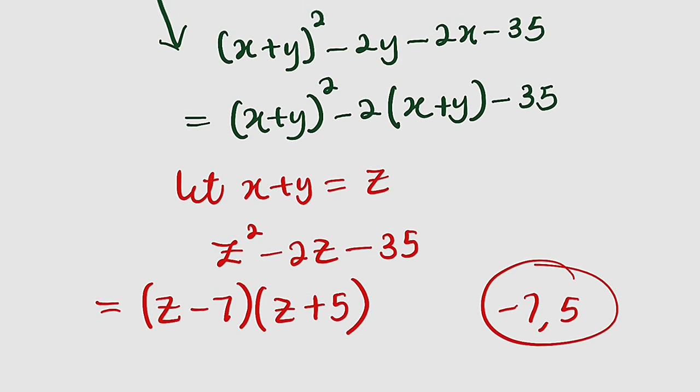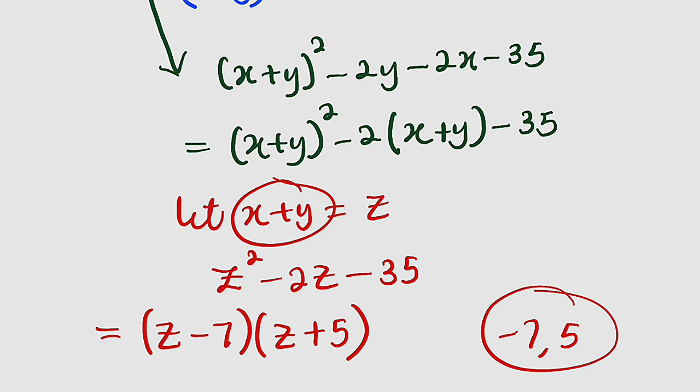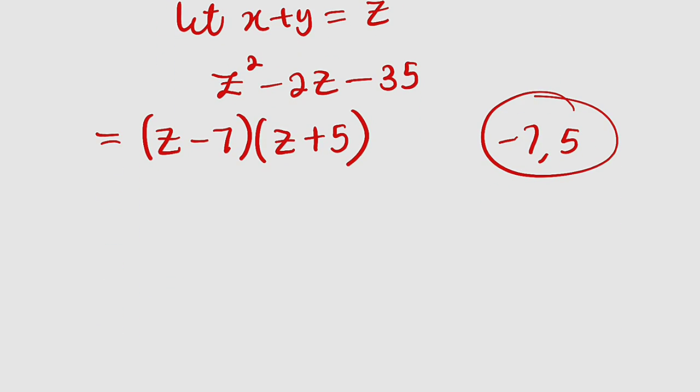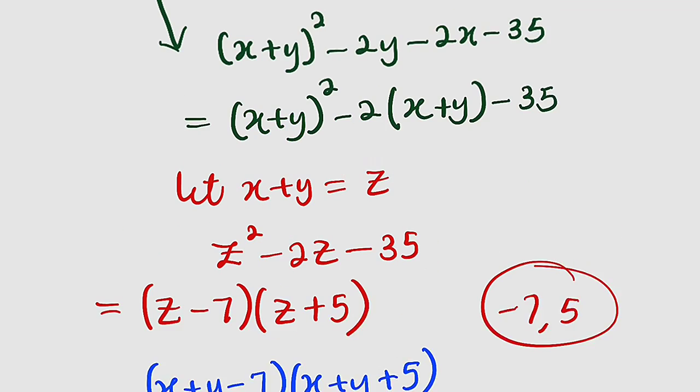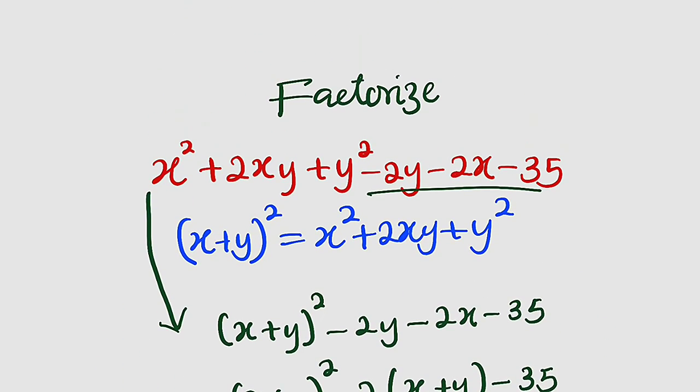But remember that z is what? x plus y. So let us back substitute and we are good to go. So instead of z, we have x plus y, then minus 7, then another (x plus y) plus 5. And this is the factorized version of this quadratic expression.